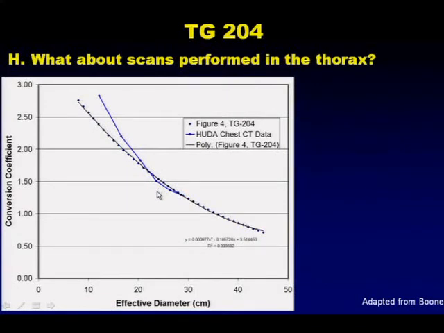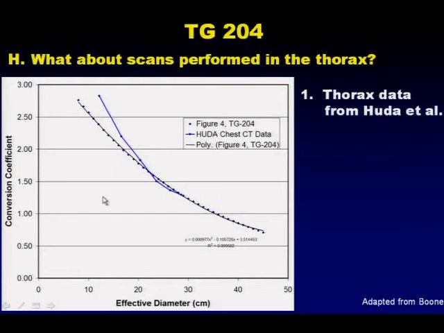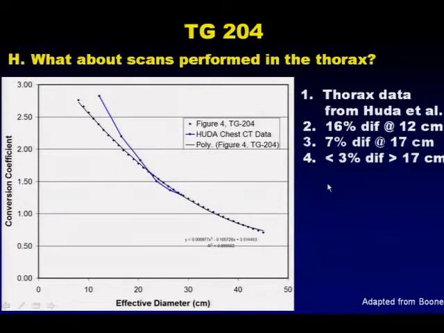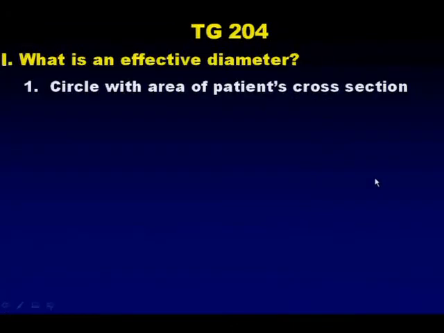What about scans performed in the thorax as opposed to the abdomen and the pelvis? Obviously, we've got lung tissue in the thorax. How big a difference does that create? Well, this curve is some data that has been published by Huda and others, and again, this is the original curve of TG204, and we have a 16% difference for a 12-centimeter patient. We're suggesting that these correction factors are accurate to within 20%, and so certainly these errors fall within that range.